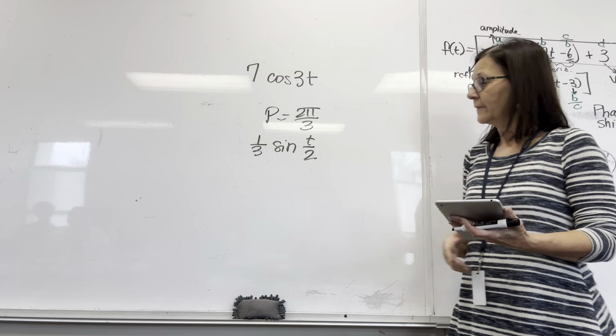Okay, example 4. -2 sine of 4t. What does this negative tell me, Ryan? It's a vertical reflection. Correct, vertical reflection. Instead of the sine going up, it's going to go down, across the x-axis. I always do this because when I say vertical, you think that other axis. But vertical is across the x-axis.